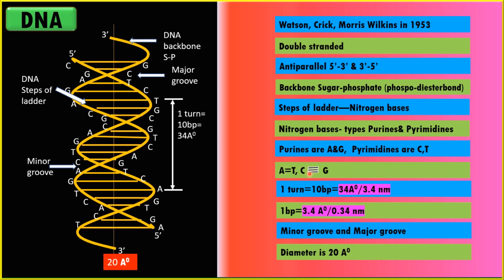Then A pairs with T with two hydrogen bonds, whereas C pairs with G with three hydrogen bonds. Remember, these are hydrogen bonds. Now one turn of the DNA contains 10 base pairs with a length of 34 angstrom. Therefore, the length of one base pair is 3.4 angstrom. Due to twisting, DNA shows major grooves and minor grooves. Large grooves are called major grooves, whereas small grooves are called minor grooves. And the diameter of the DNA is 20 angstrom. So this is the structure proposed by Watson, Crick and Maurice Wilkins, for which they got the Nobel Prize.